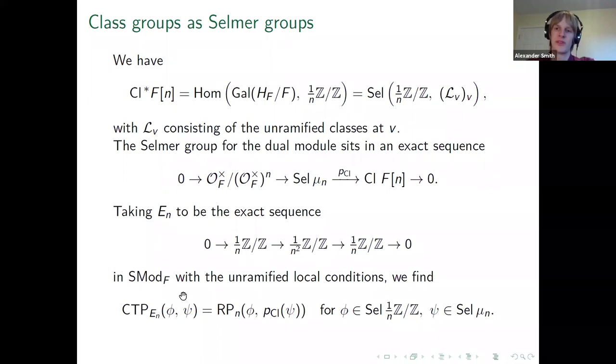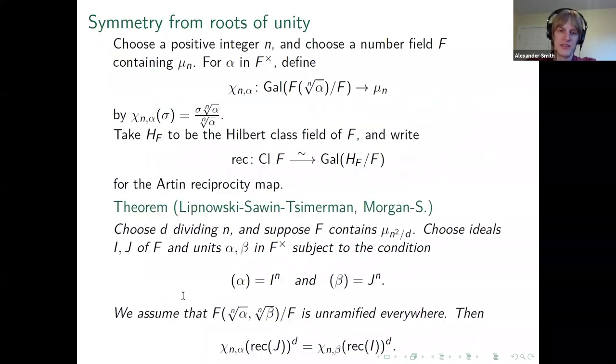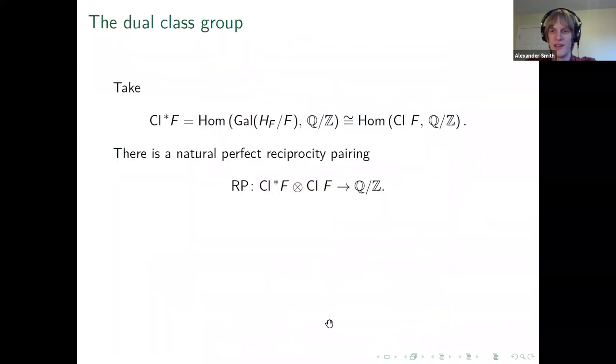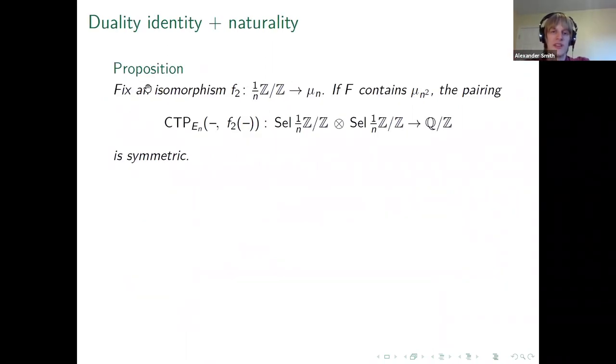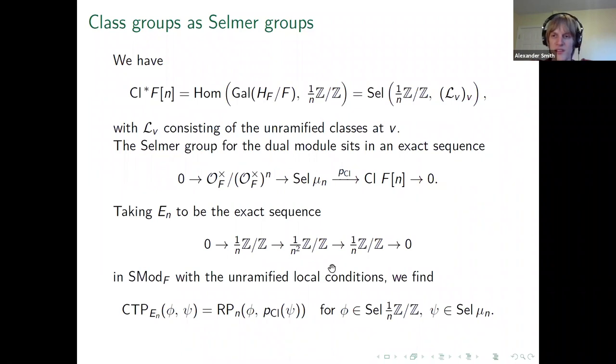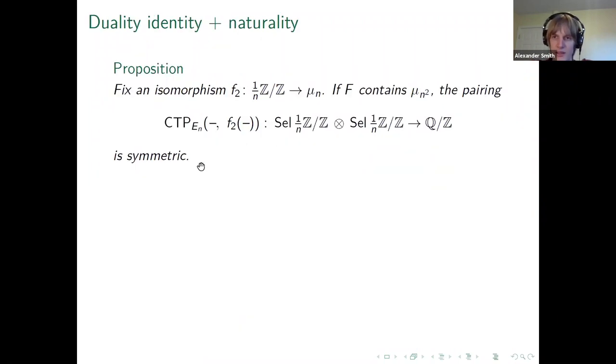Okay, yeah. So we want to get this nice symmetry result. And now we know that we can do it if we can express it for the Cassels-Tate pairing. And the thing is, for the Cassels-Tate pairing, the symmetry result, at least in the case d equals 1, just falls out. So fix any isomorphism. Here's the proposition. If F contains mu n squared, and we fix an isomorphism 1 over n Z mod Z to mu n, then the Cassels-Tate pairing associated to this exact sequence is symmetric.